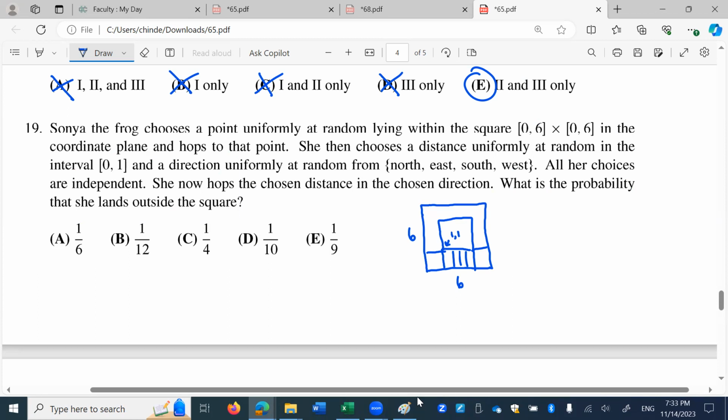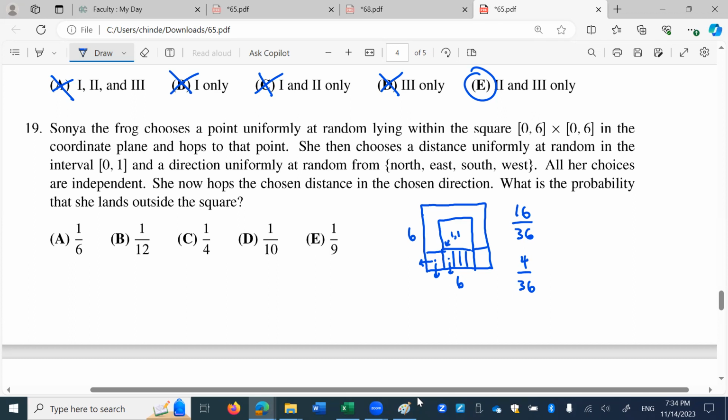If she's on an edge piece, then her direction has to be south. But if she's on a corner piece, then her direction could be south or west. So I'm going to break that up into 2 cases. There's 16 ways out of 36 squares that she might end up on an edge square, and 4 ways out of 36 squares that she might end up on a corner square. So we'll pick the position first.